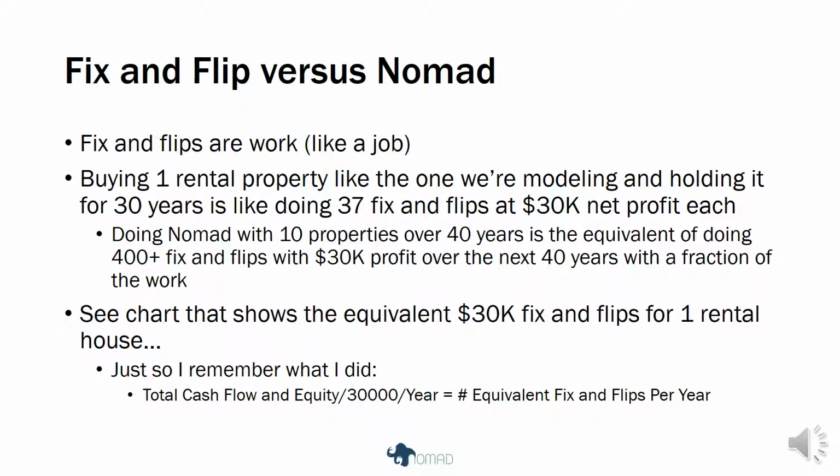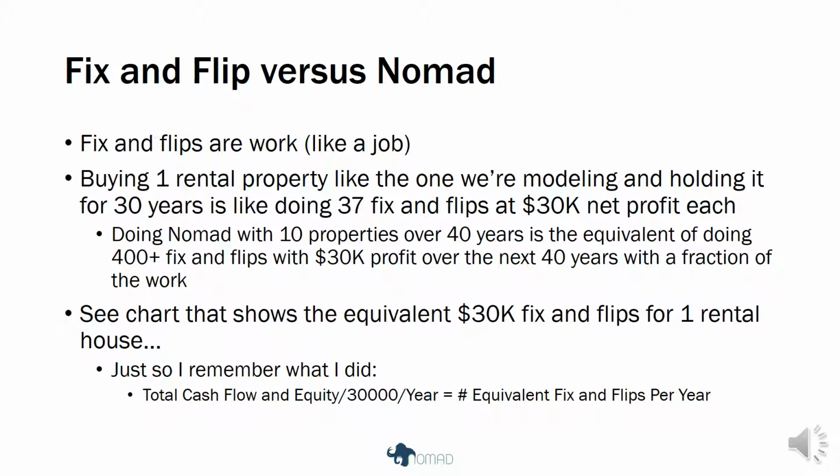So doing Nomad with 10 properties over 40 years is the equivalent of doing over 400 fix and flips with $30,000 profit each over the next 40 years, with a small fraction of the same work. Very, very small work. So you could either do 400 fix and flips over the next 40 years, or you can just buy 10 Nomad properties over the next 10 years, move 10 times, move 11 times. You got to move out of the last one, and be ready to go.